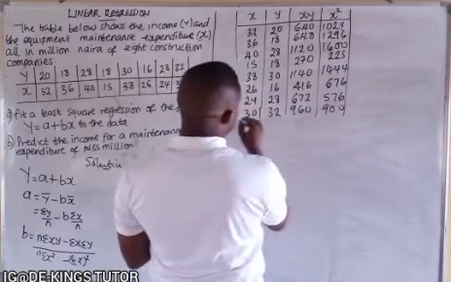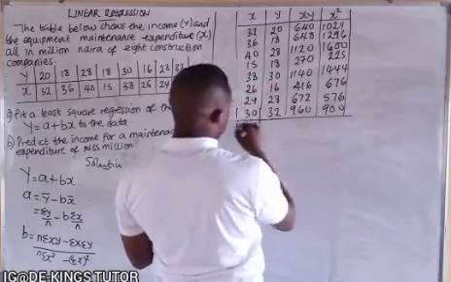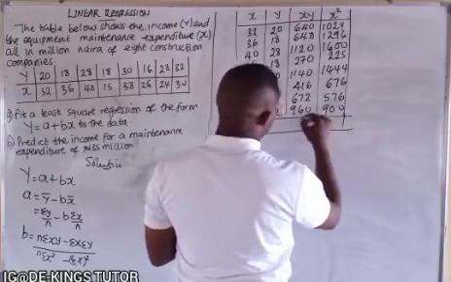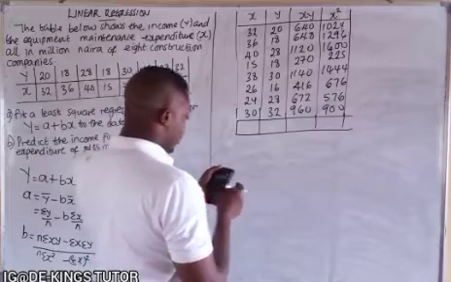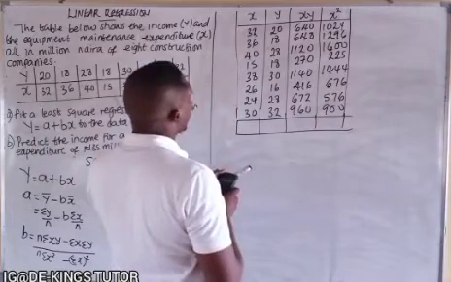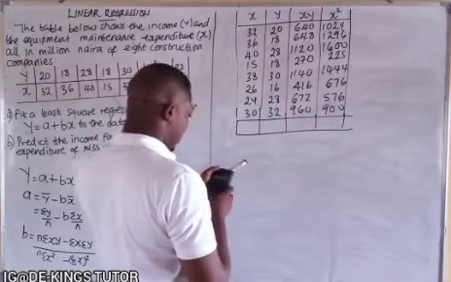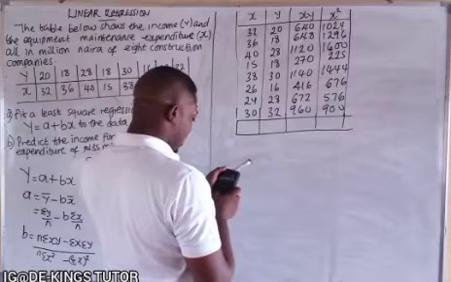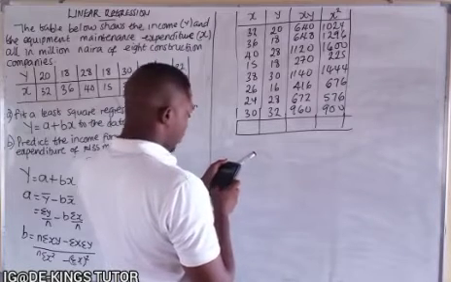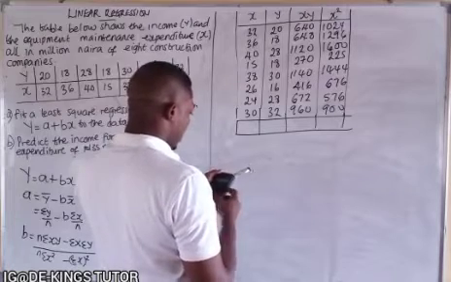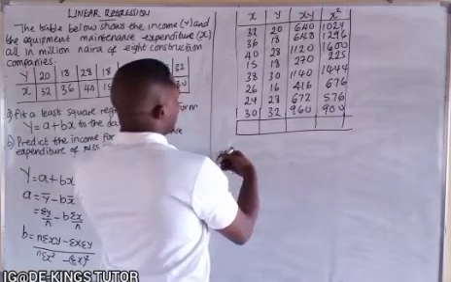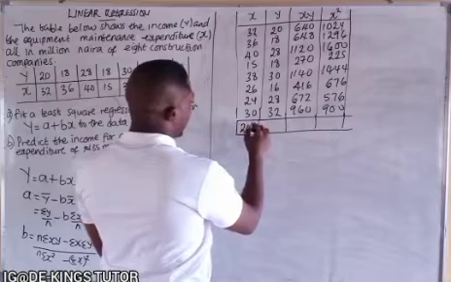Okay, now let's get the total because we're going to need it. So the first one is 32 plus 36 plus 40 plus 15 plus 38 plus 26 plus 24 plus 30 gives us 241. So the summation of x is 241.